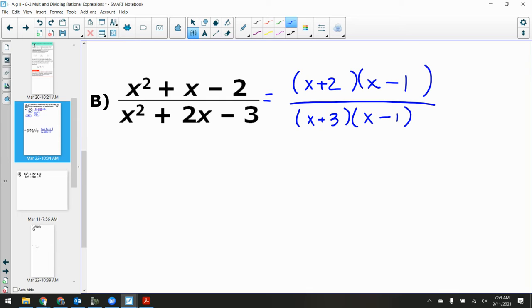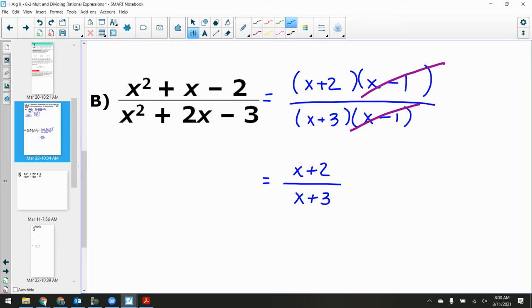The x minus 1's cancel. And the x's cancel too? No, the x's do not cancel. And that's something that I really wanted to point out. Thank you for bringing that up. I've got an x plus 2 over x plus 3. The only things that will ever cancel are products.